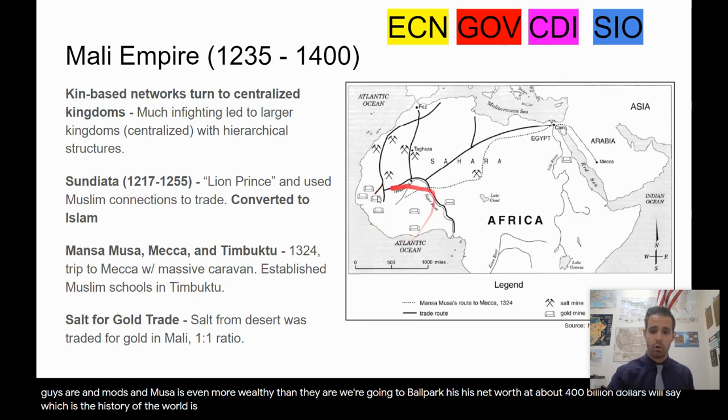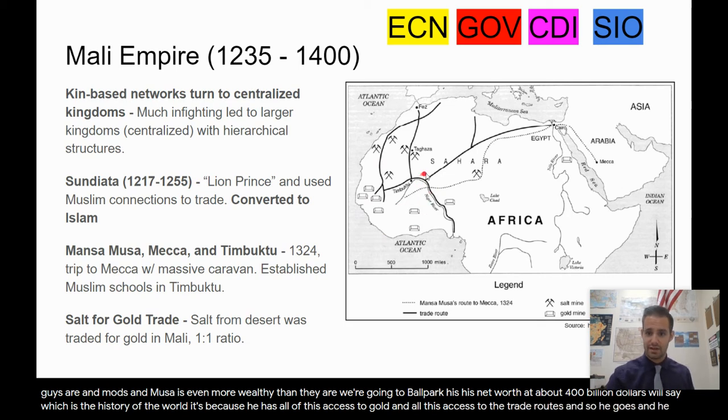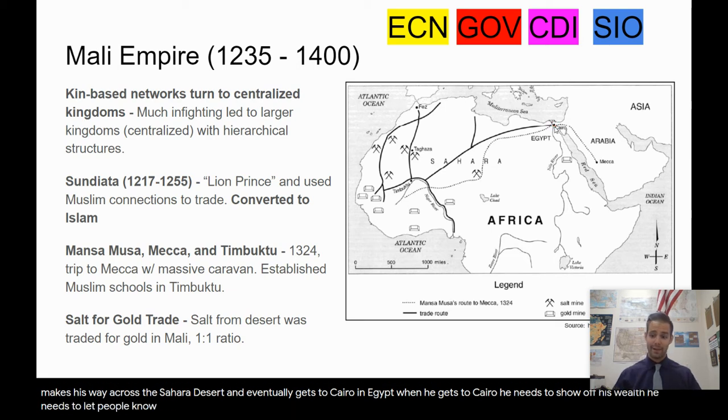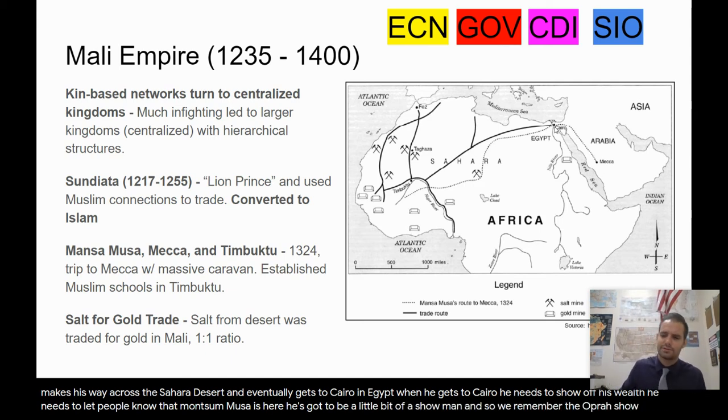It's because he has all of this access to gold and all of this access to the trade routes. And so he goes and he makes his way across the Sahara Desert and eventually gets to Cairo in Egypt. When he gets to Cairo, he needs to show off his wealth. He needs to let people know that Mansa Musa is here. He's got to be a little bit of a showman. And so he acts like Oprah. If you remember the Oprah show, which you guys are young, so you don't.